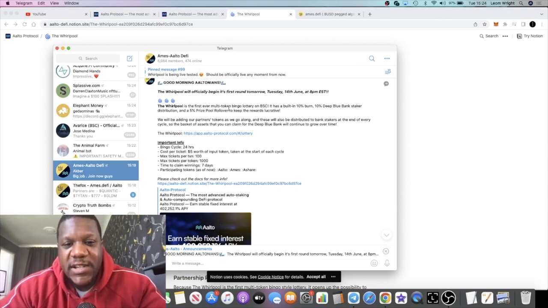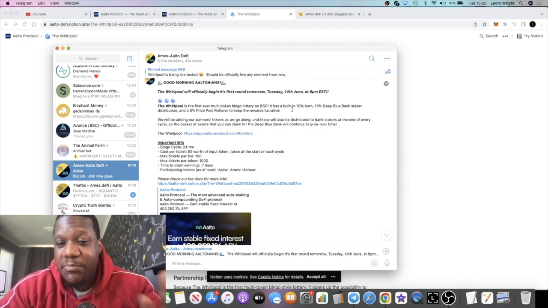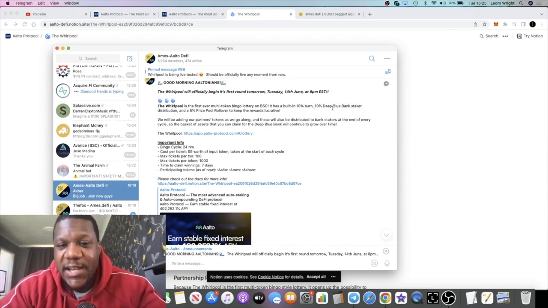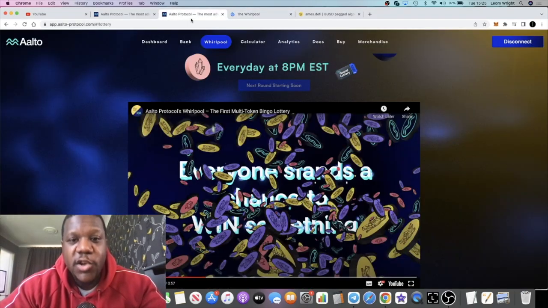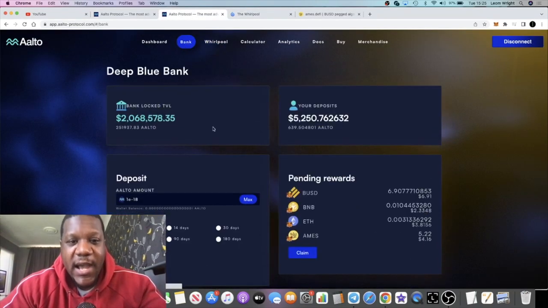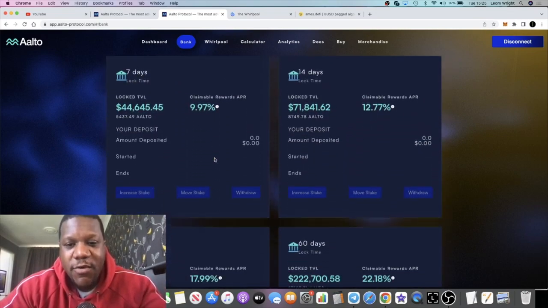The Whirlpool is the first ever multi-token bingo lottery on the BSC. It has a built-in 10% burn, 10% Deep Blue Bank staker distribution, and 5% prize pool rollover to keep the rewards lucrative. So going back to the Deep Blue Bank, if you are staked in the Deep Blue Bank, 10% of all of the fees that go into the Whirlpool is going to be rolled over into the Deep Blue Bank and added to pay out rewards to us.